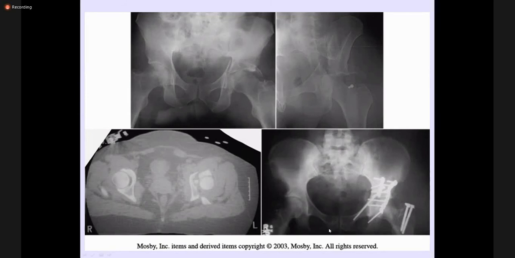So how is it fixed? Fixation by fixing both the anterior column, anterior wall, and posterior wall of the acetabulum. And there is also an undisplaced fracture of the greater trochanter, which is fixed by cannulated cancellous screw. So now you might be able to understand the importance of the AP, obturator oblique and the iliac oblique Judet views for the acetabular fractures.